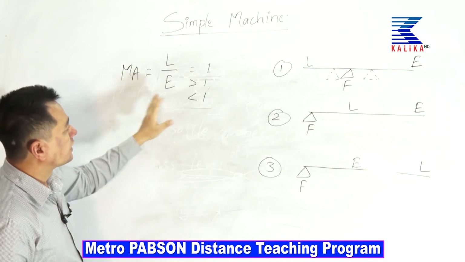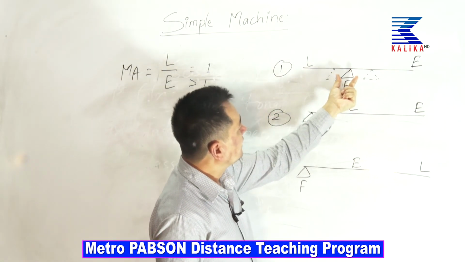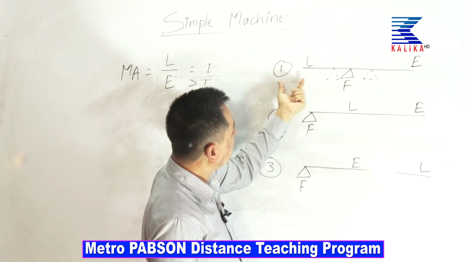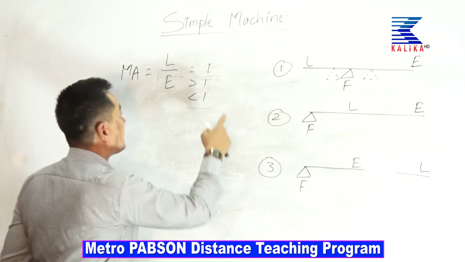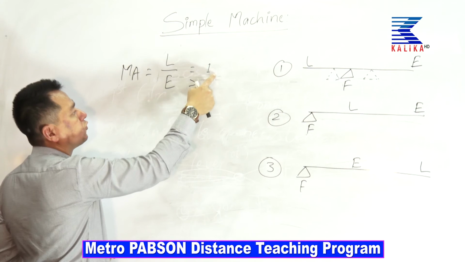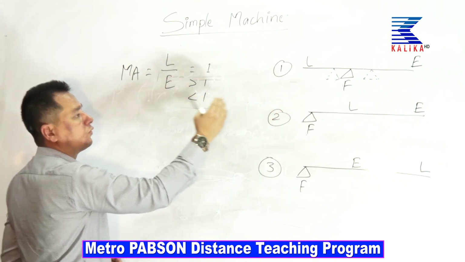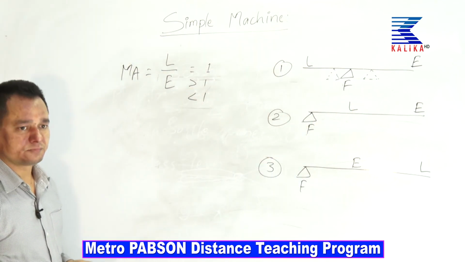Now see the condition. In first class lever, this fulcrum can be exactly at the middle, slightly towards the load, or towards the effort. When it is exactly in the middle, it is equal to 1. When fulcrum is towards the load, it is greater than 1. When fulcrum is towards effort, it is less than 1. Now why so?